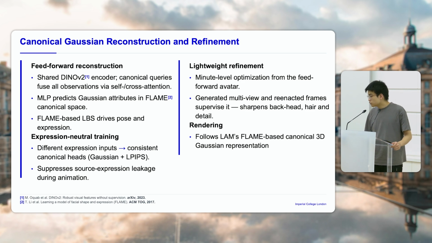A shared DINOv2 encoder extracts image features. Canonical queries aggregate information through self-attention and cross-attention. An MLP predicts Gaussian attributes in frame canonical space. Expression-neutral training reduces source expression leakage. Minute-level refinement sharpens details that the feed-forward pass may not fully cover.